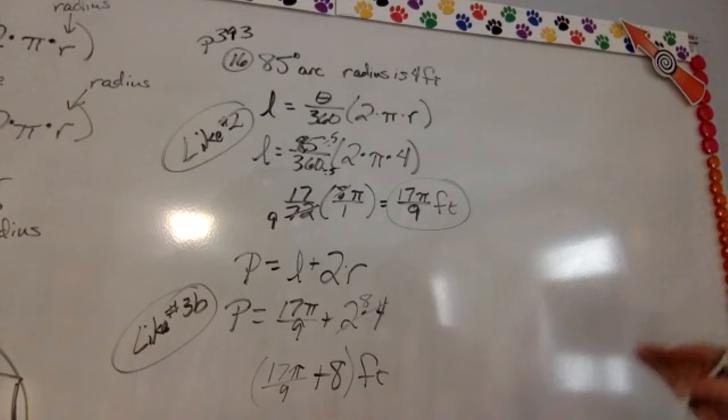Now, for 3A on the quiz, it was a little bit different because we were working backwards, correct? On that one, we were working backwards. It gave us the arc length, and we had to go backwards.